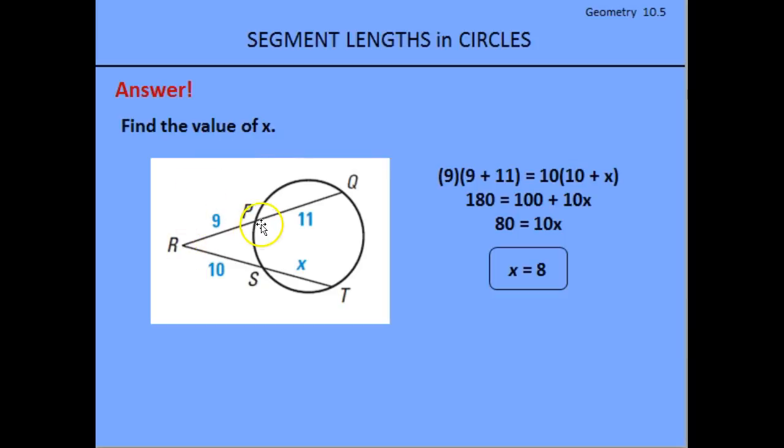So we've got the portion times the whole, so it's going to be 9 times 9 plus 11 should equal the portion 10 times the whole, which is 10 plus x. Go ahead and do the math for that, simple algebra, and you should end up with the missing portion being 8. X equals 8. If you got it wrong, always double check your math, especially when you have to distribute.